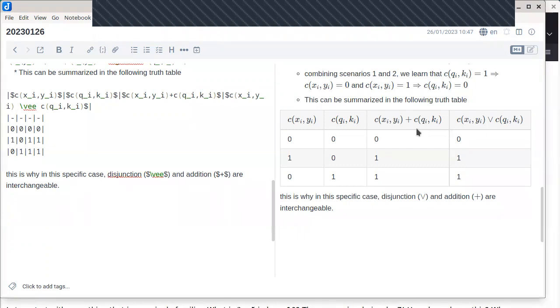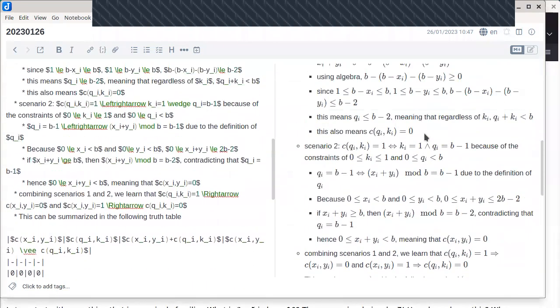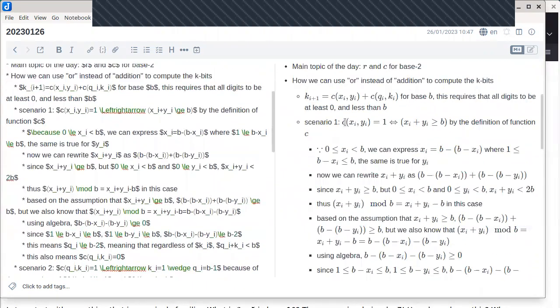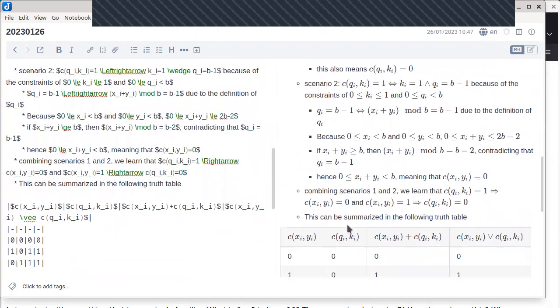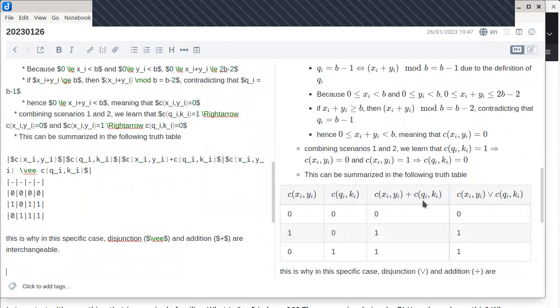So the proof is basically everything starting from here, scenario 1, all the way to the end of scenario 2. That is the proof of why these 2 carry functions, or the 2 invocations of carry, cannot both be ones. Now, do you need to know that? No, but I would think that most people should at some point be interested in knowing why.